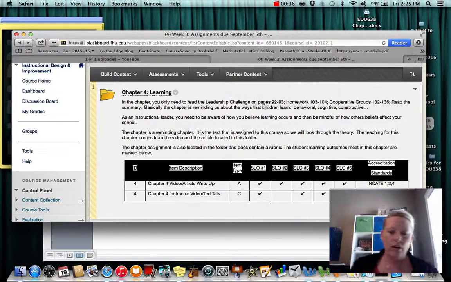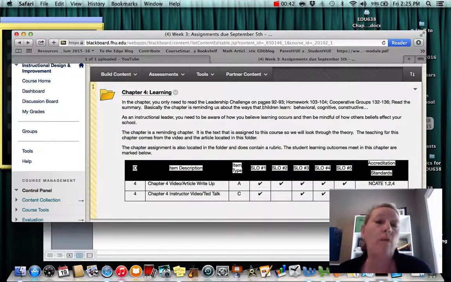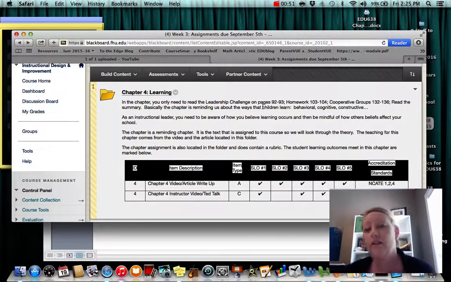This chapter basically reminds us about who we are as instructional leaders and about what we believe about learning. There is all different information about how children learn in the chapter, about behavioral, cognitive, and constructive. These types of learning have helped teachers and leaders build their own professional philosophy, and that should be true for you as well.